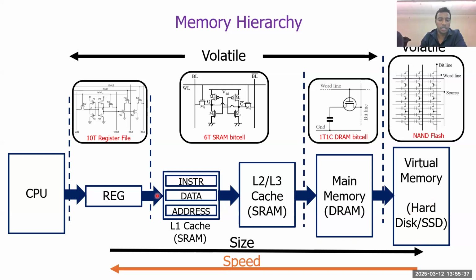As we move further away from the CPU, we can increase the memory size and afford to have a slower speed. SSD is the slowest and the largest memory in this hierarchy, and register is the smallest but the fastest in this hierarchy.